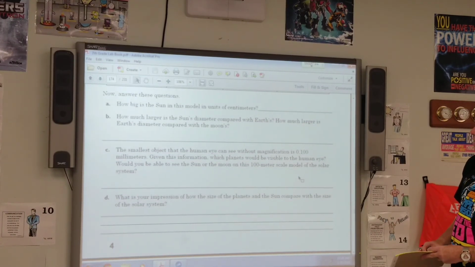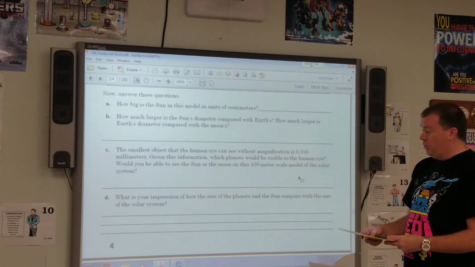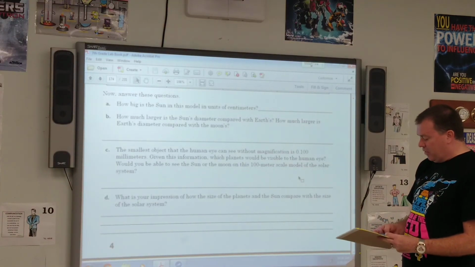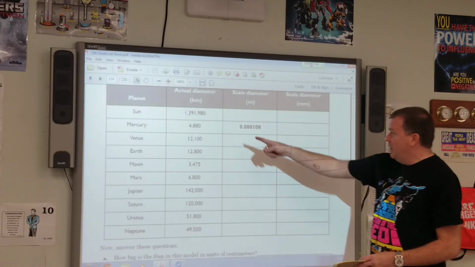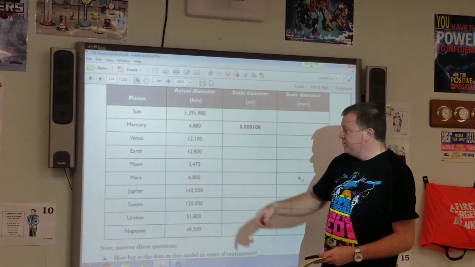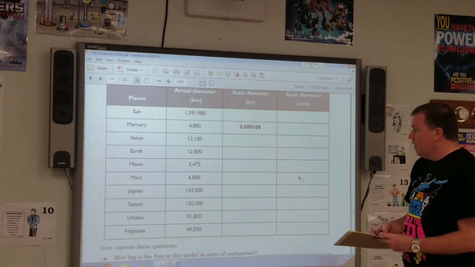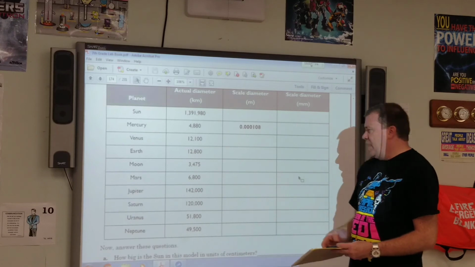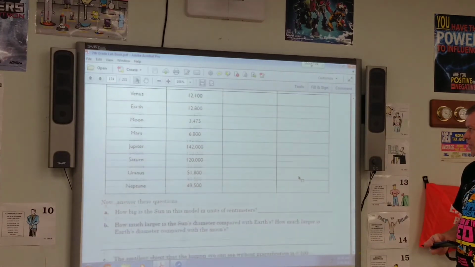B, how much larger is the sun's diameter compared to the Earth's, and how much larger is the Earth's diameter compared with the moon's? So to answer these questions, I'm not going to do it for you, but you would take the sun's diameter divided by the Earth's diameter for the first part. So you could take this divided by that, or this divided by that. It should work out to be the same answer, or really close to it. And for the second problem, you would take the Earth's diameter divided by the moon's diameter. So I won't do those problems for you. You need to do that math yourself.